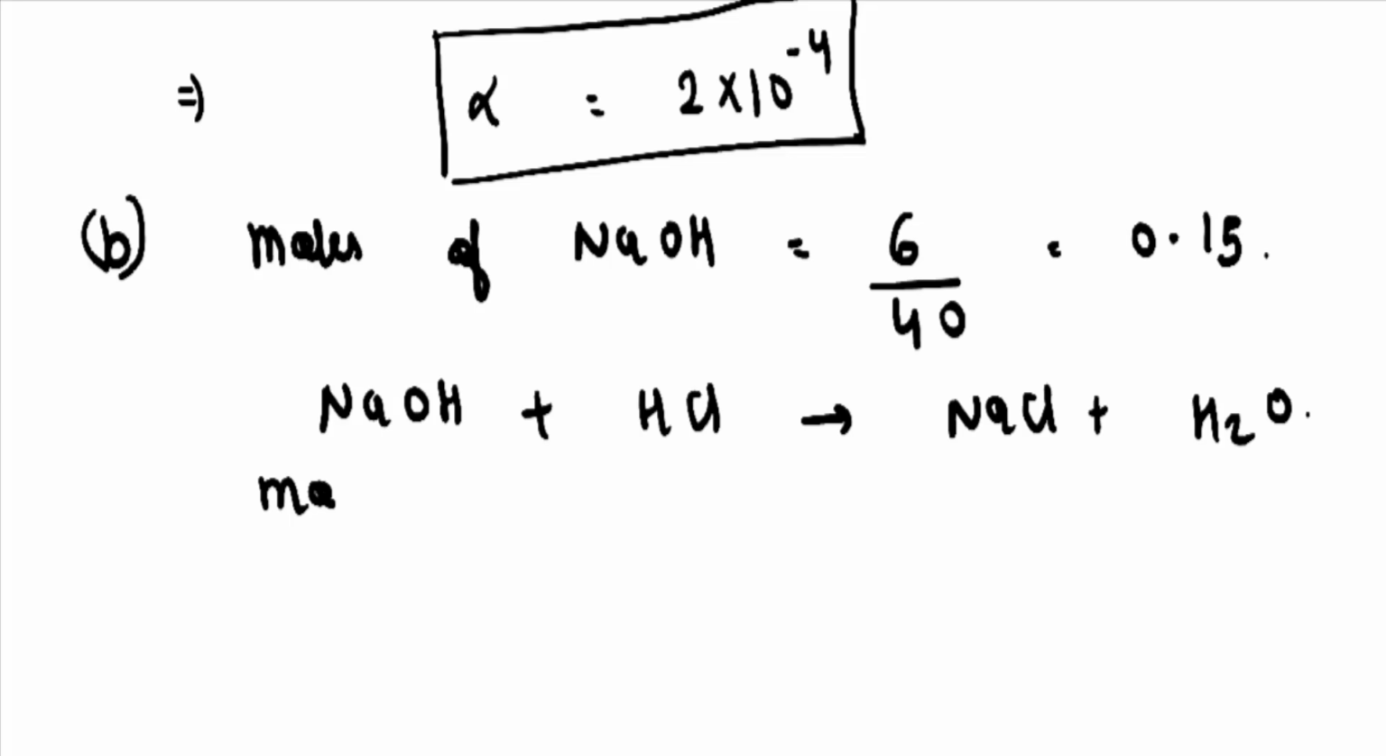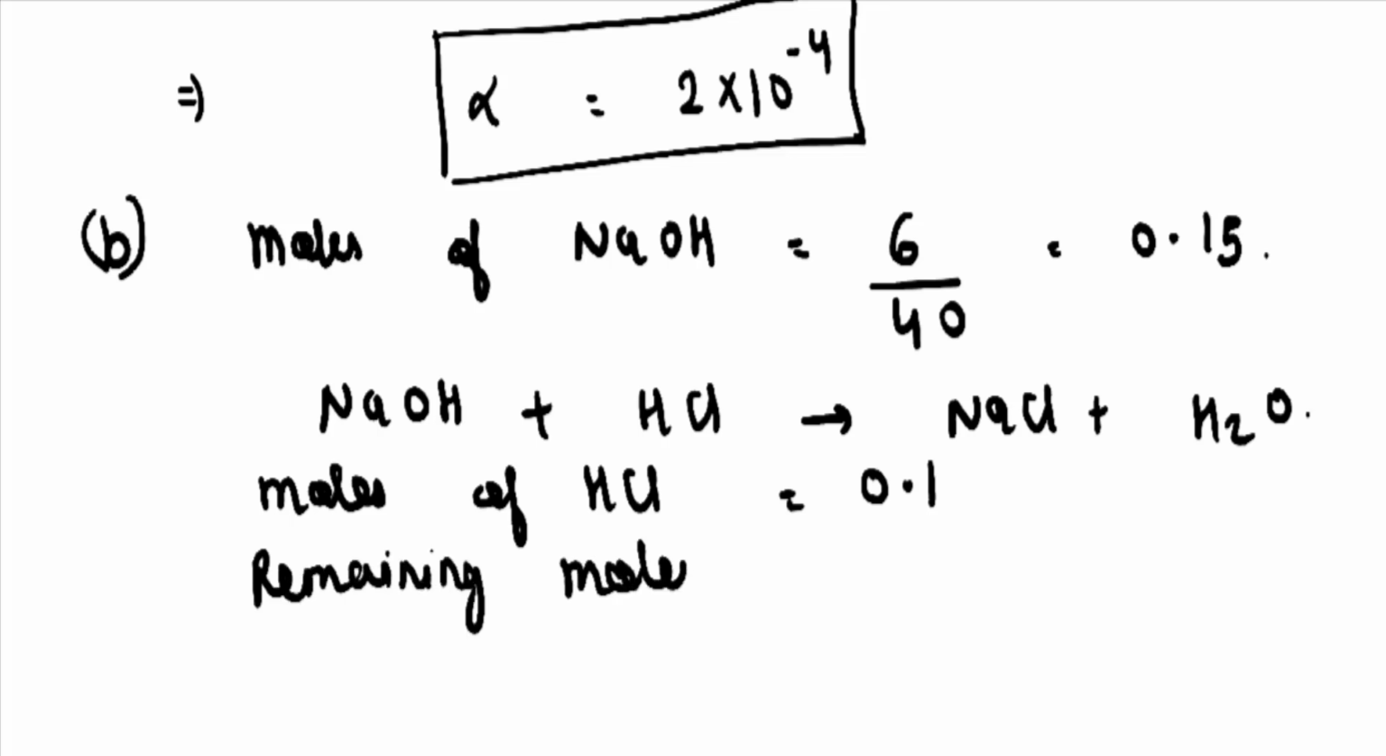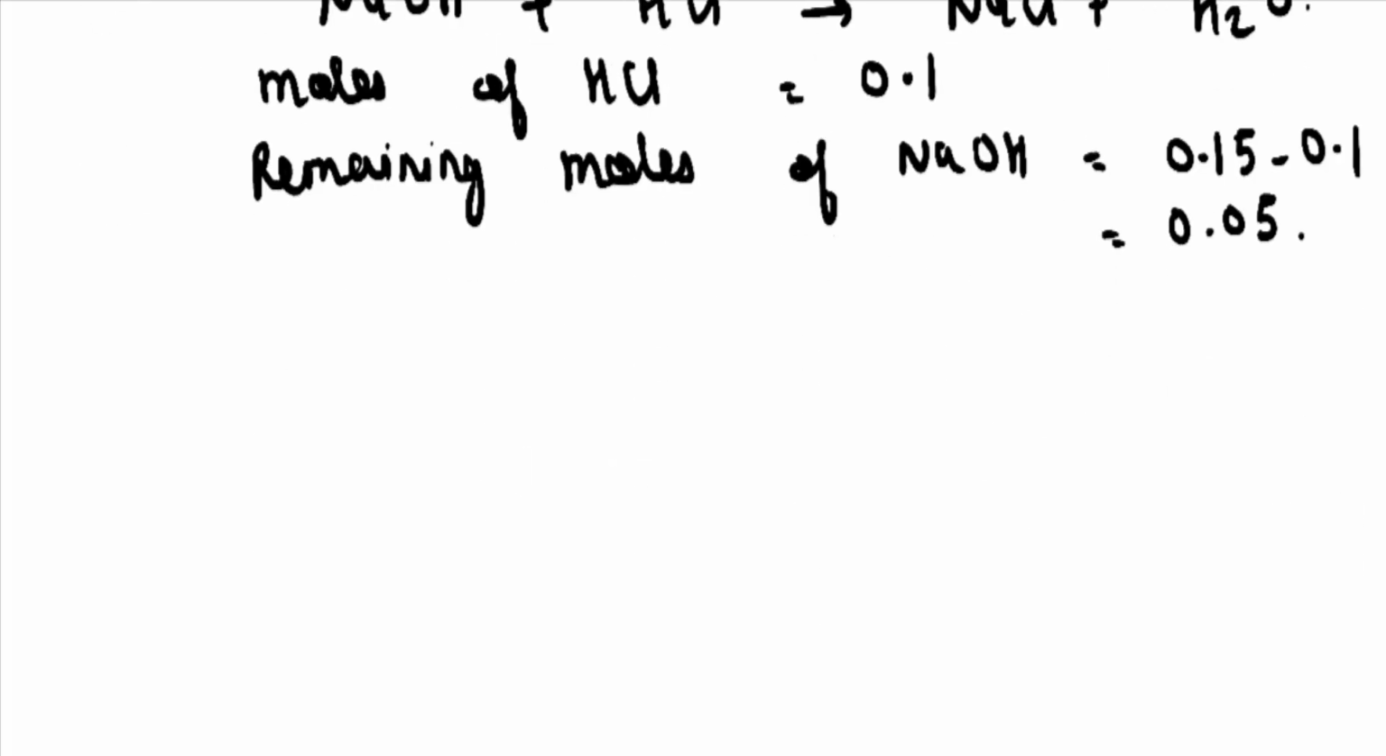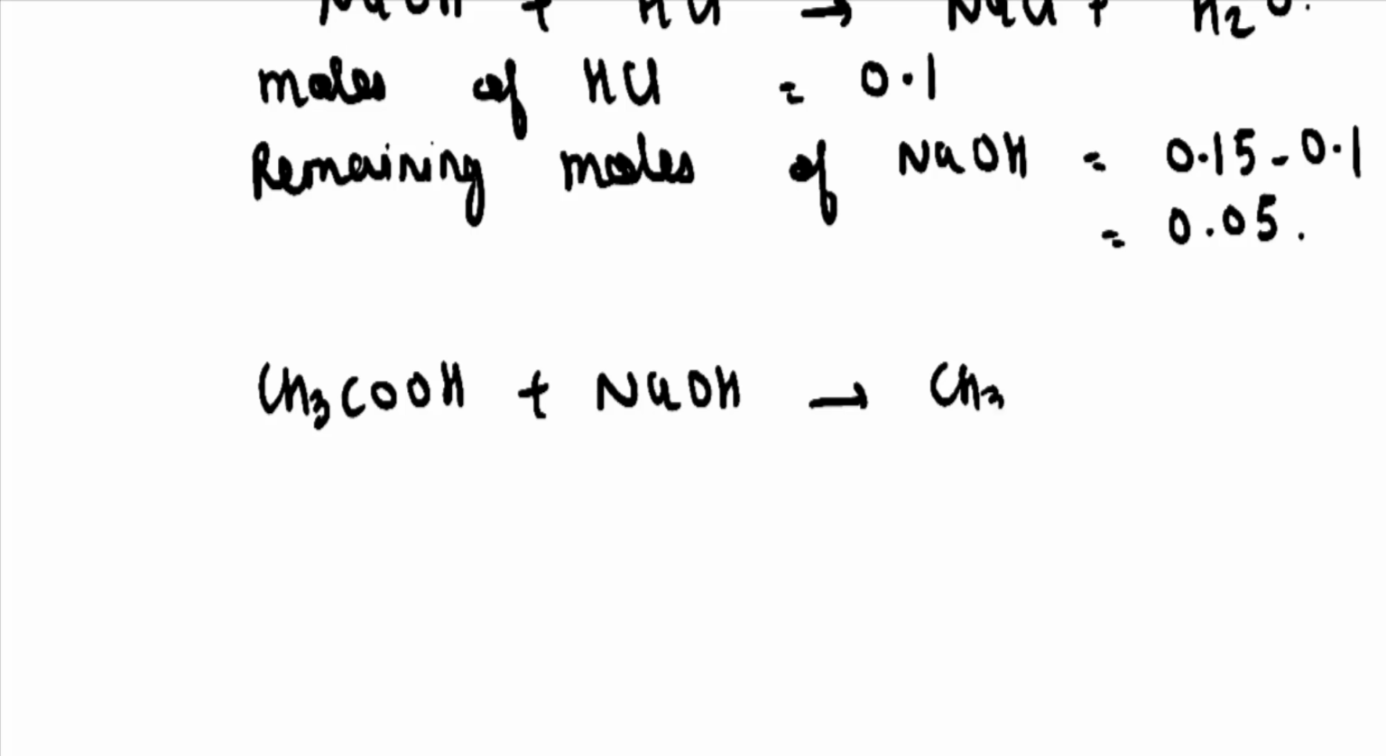Our moles for HCl is 0.1, as we have calculated above. So remaining moles of NaOH will be equal to total moles minus moles reacted with HCl, which is equal to 0.05 moles. Now the remaining moles of NaOH will react with acetic acid, like this: CH3COOH plus NaOH giving CH3COONa plus water.